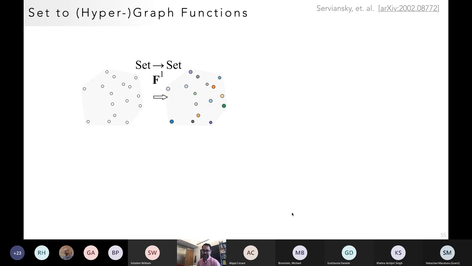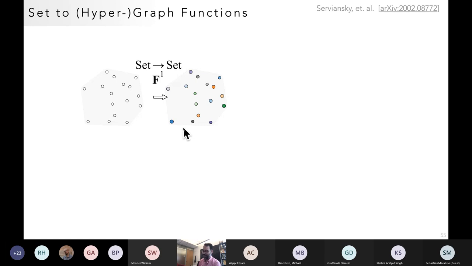The setup here is that there are different types of problem formulations that you might run into. One could be that you have a set of objects as input, and you would like to predict some function on that set of objects as output.